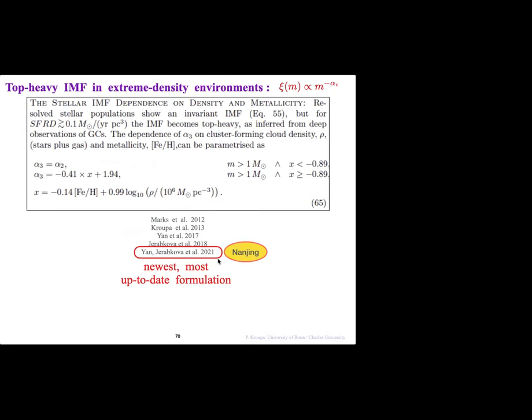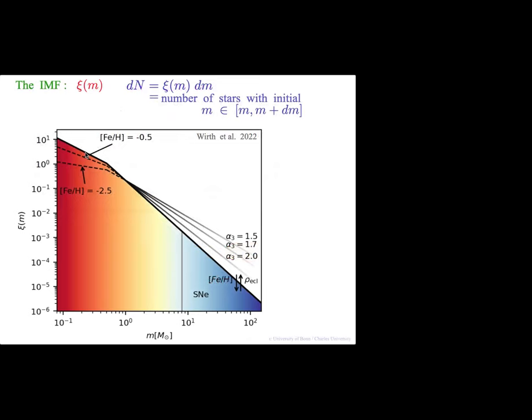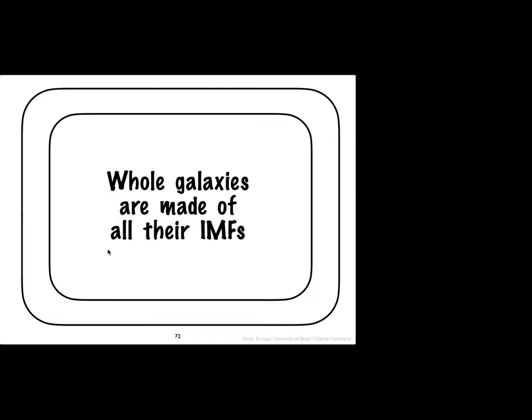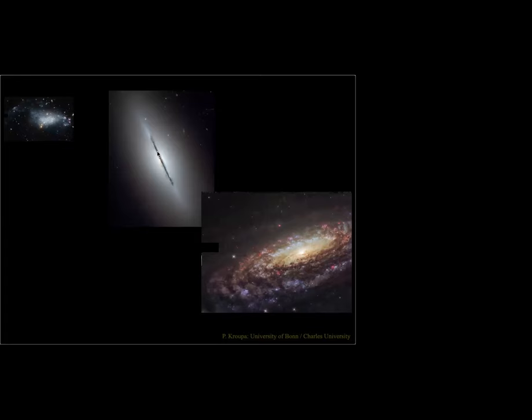Jerabkova et al. And so this leads to the formulation that we have the canonical IMF in the Milky Way disk. And then in extreme environments, we now know how this IMF changes. At least we have a fairly good idea how the IMF changes its shape according to density and metallicity. And so with this knowledge, and I'm now nearly finished, we can construct entire galaxies, which is important for the high redshift universe. So you look at galaxies, look at how incredibly thin these disks are, incredible.